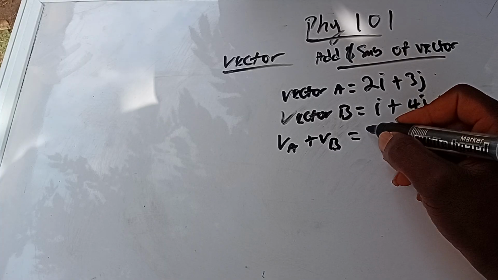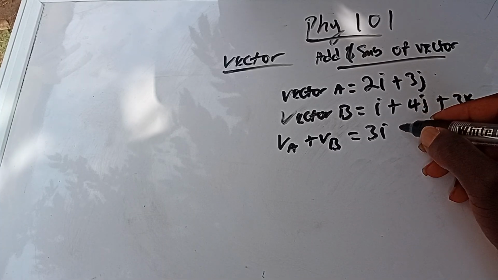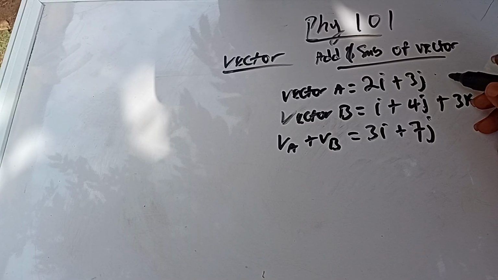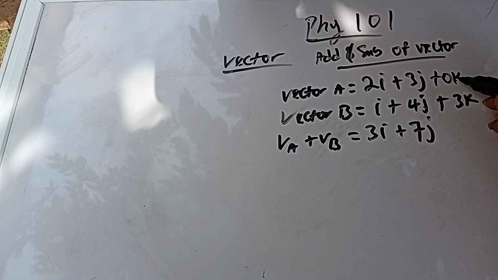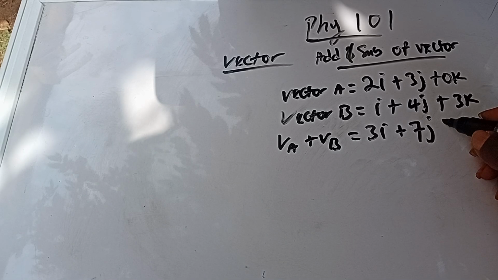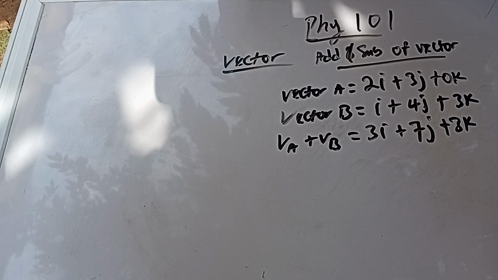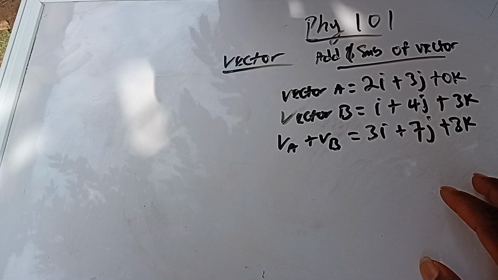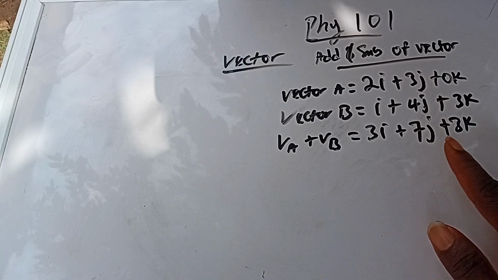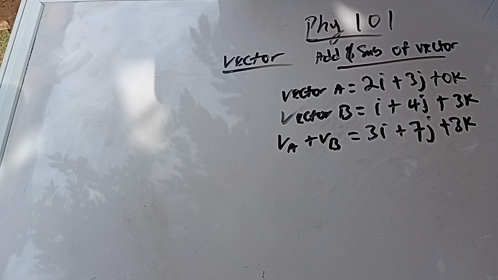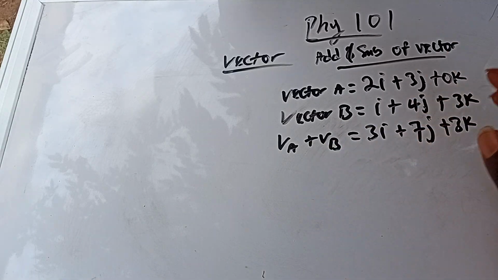2I plus I gives us 3I. 3J plus 4J gives us 7J. Now this one does not have K, so you can assume it is 0K, right? Even though they don't give it as 0, you put 0 there since it doesn't have one. 0K plus 3K gives 3K. This is the vector component. What I mean by vector component is it must be in the form of i and j, or i, j and k, depending on how many dimensions you are talking about. Are we together? So this is the addition of vector A and vector B in their vector components.